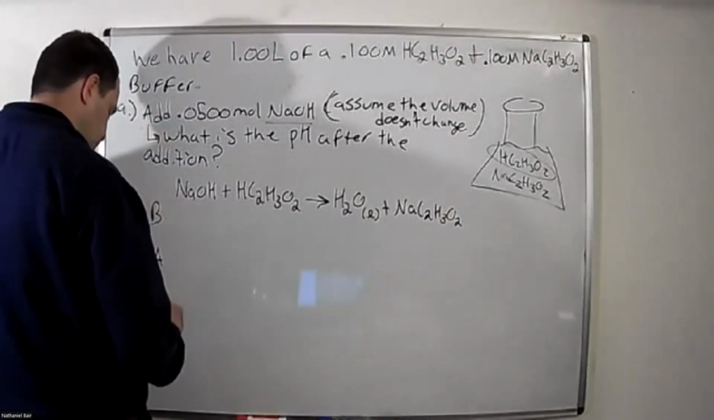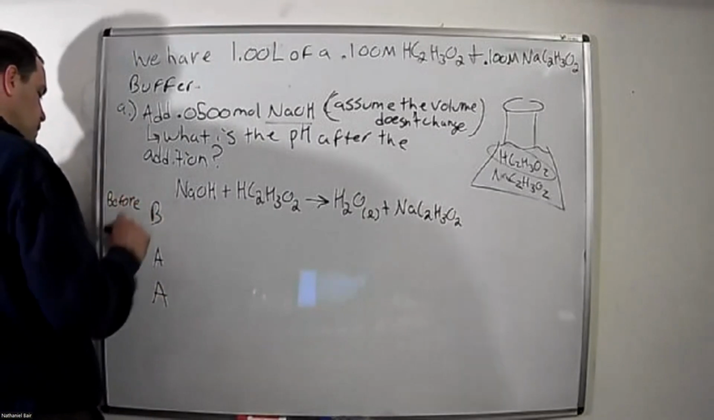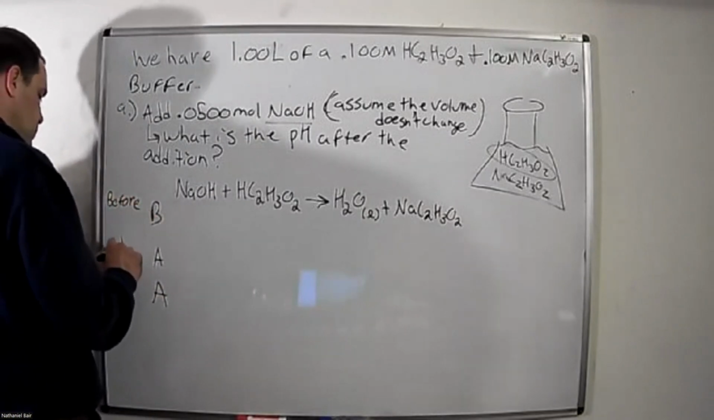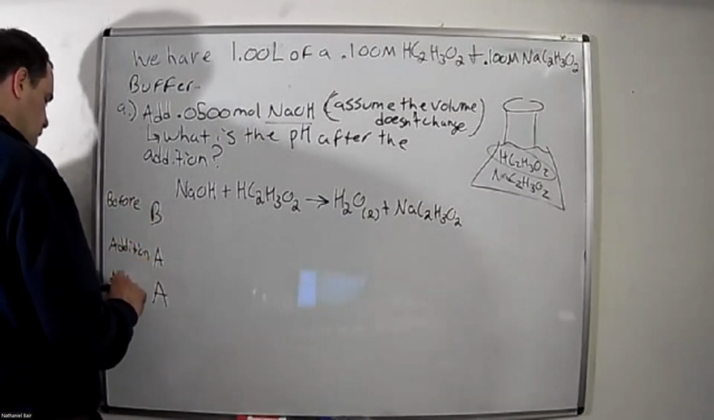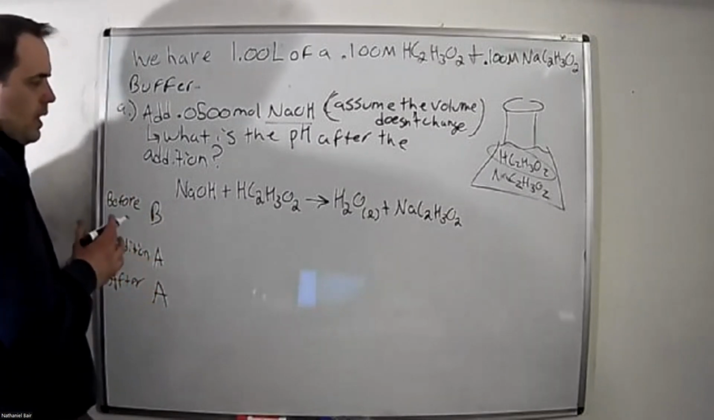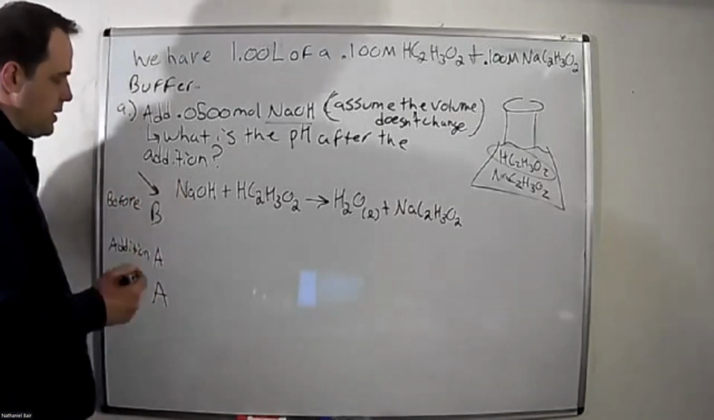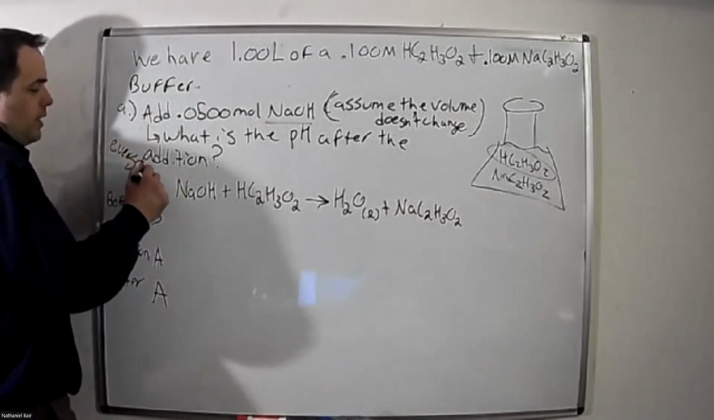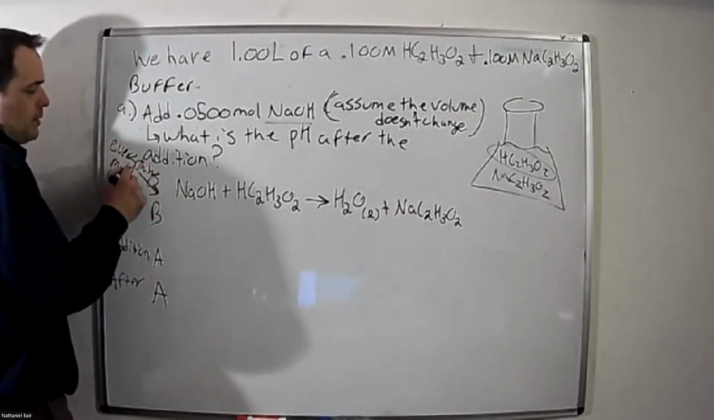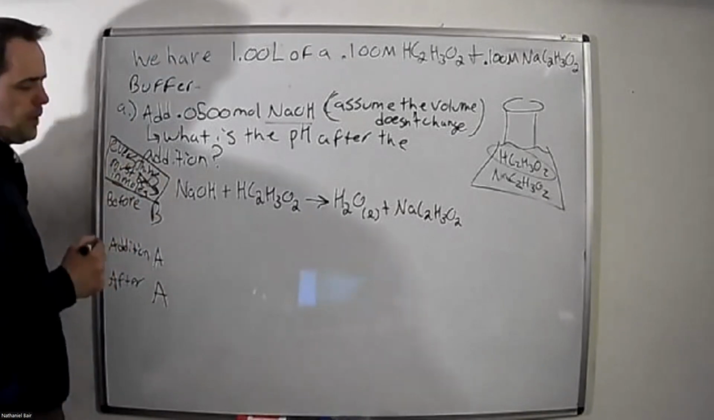BAA table. The B stands for before the addition. The A stands for the addition. What are you adding? And the second A stands for after the addition. And the key to a BAA table, and this is one of the most important things I'm going to say tonight, is that everything must be in moles. Everything must be in moles.